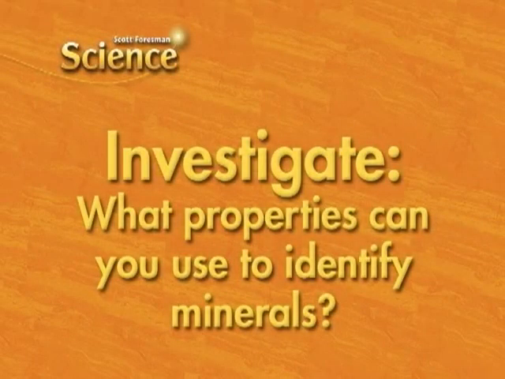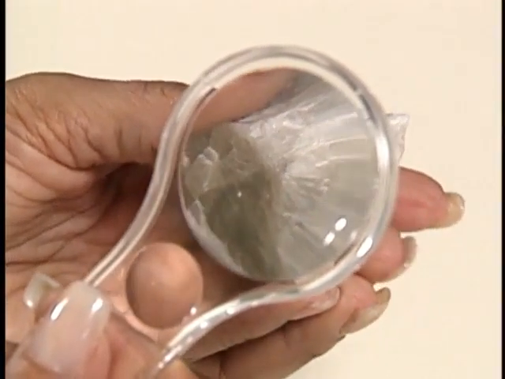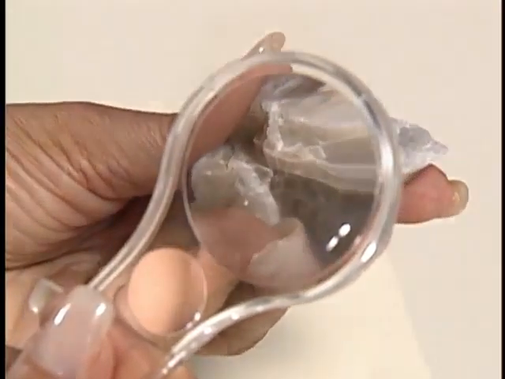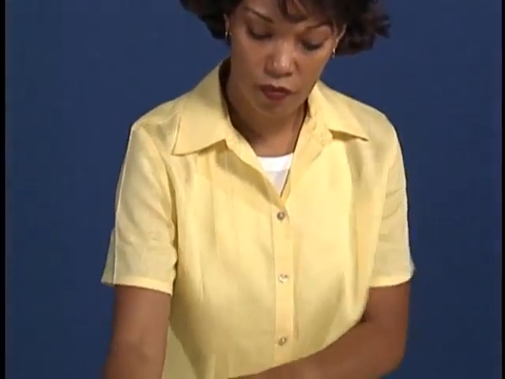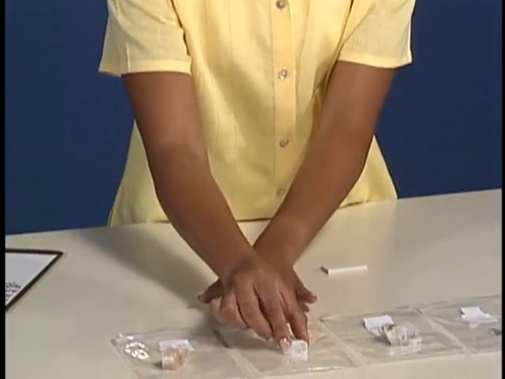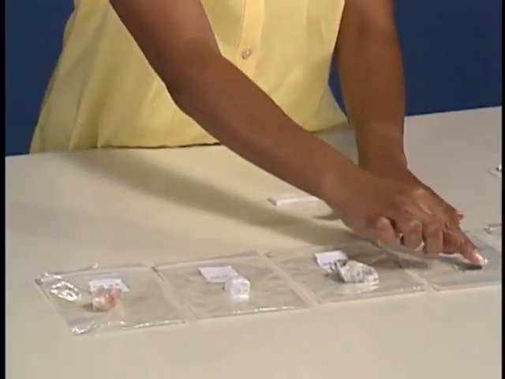In this guided inquiry, we will explore what properties you can use to identify minerals. Minerals are classified by their physical properties. Some of the properties used for classifying minerals are color, hardness, and luster.